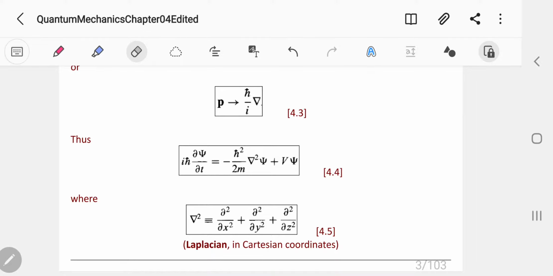Our Schrodinger equation would now look like this. And the Laplacian, the square of the del, would now look like this. You don't have direction for this anymore, because the Laplacian is just the dot product of del and itself, so the direction will cancel in the dot product.